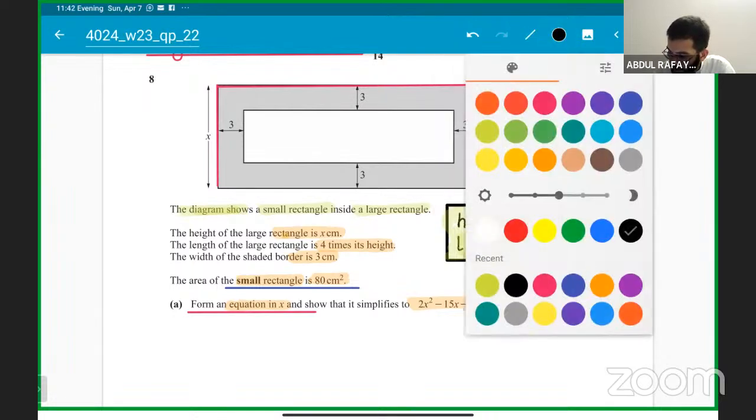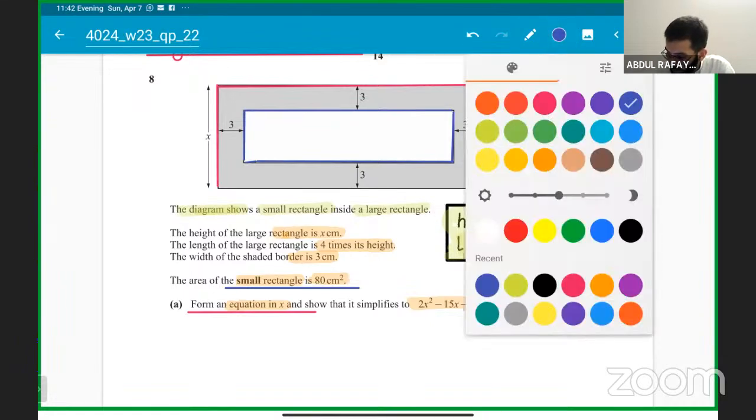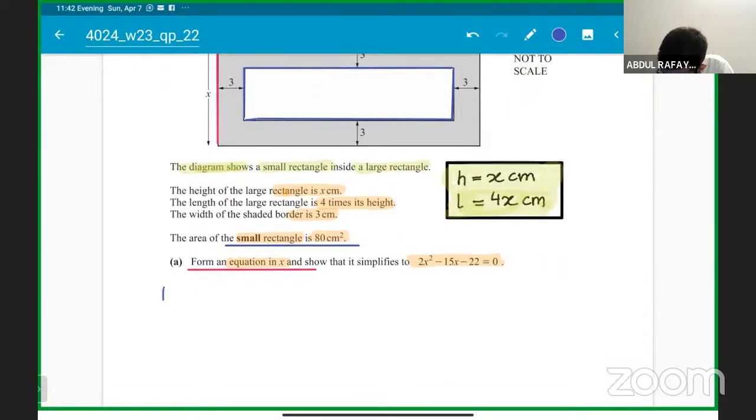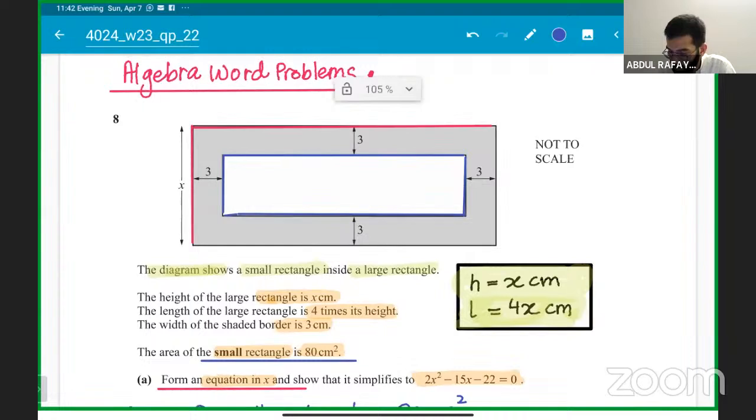If we talk about the smaller rectangle, what will it be? Students, follow in the blue color. This is the smaller rectangle. Everyone following, guys? So you have to find its area so that you can form the equation. So here we go, sir. The area of the small rectangle is 80 square centimeters. And now let's try to work out the height and the length of that.